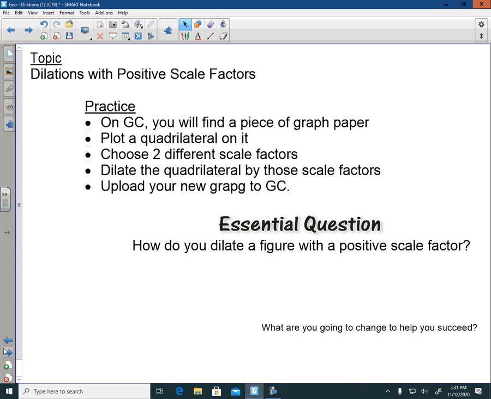So by the time you're done, you should have 3 objects on your paper. And then this says upload your new graphic, what I meant was graph, typo, to Google Classroom. And however you do that, take a picture of that piece of graph paper when you're done and upload that to Google Classroom, or however you can work it out would be fine with me.